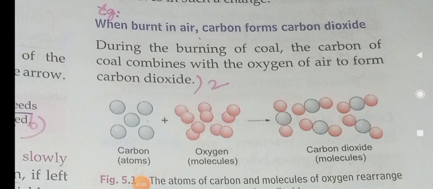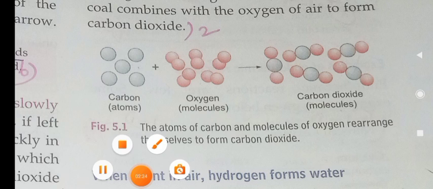Atoms rearrange themselves in a chemical reaction. How do the atoms rearrange themselves in a chemical reaction? For example, when carbon is burnt in air, it forms carbon dioxide. So, how does this form? Look at the diagram. The atoms of carbon are given.